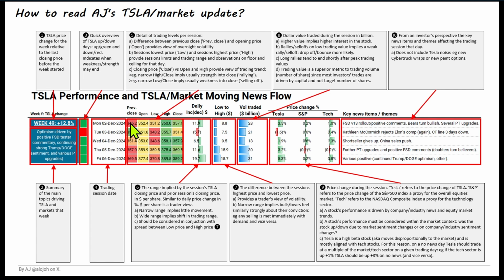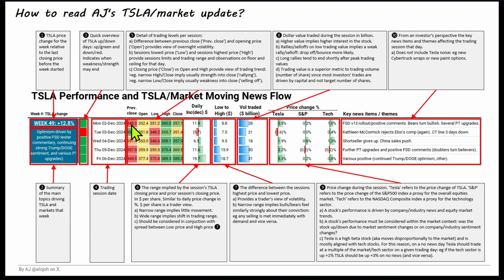So I put here the previous session's close, the session's opening price, the low of that session, the highest price that was achieved in that session, and then the closing price. And I put here in the bullets the key things on how to read this. So if we start with the first, let's call it pair, the previous close and the open.